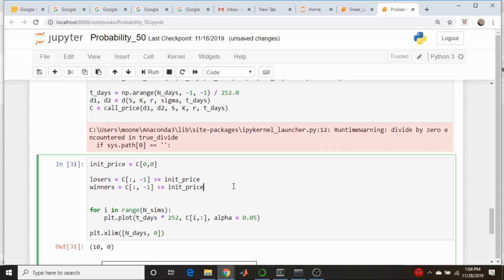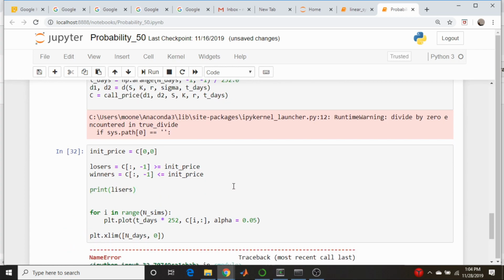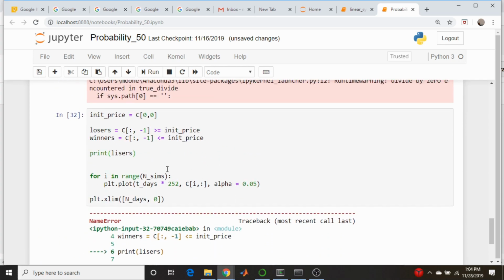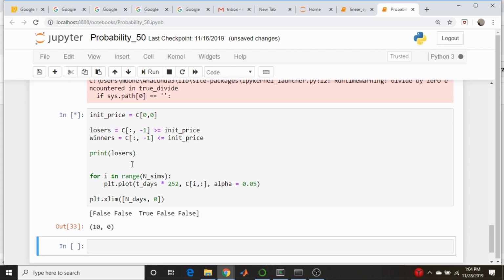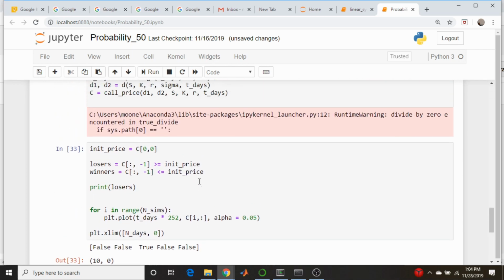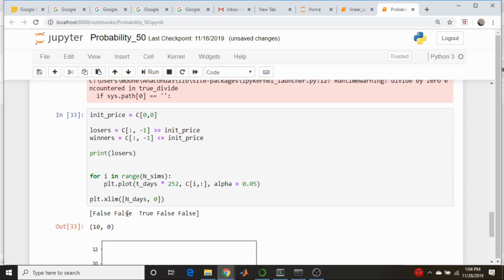Let's print out the number of losers. Let's actually print out just the losers vector itself now. So print losers. What's wrong here? I spelled it wrong. Print. Come on. Losers. So here we go. False, false, true. So we have one loser in this particular run. So what we could do to get the number of losers is just sum up this vector here.